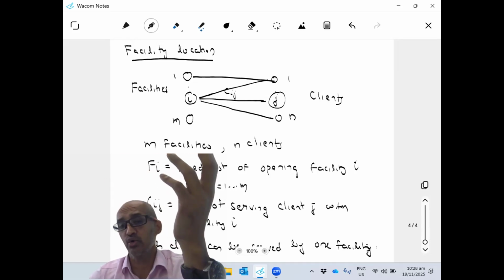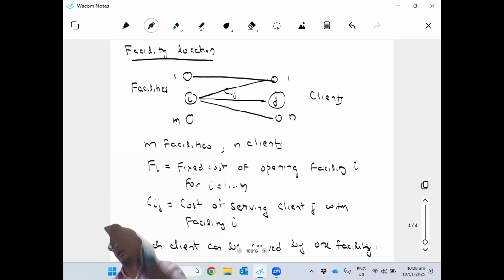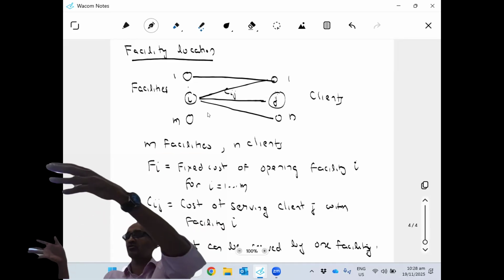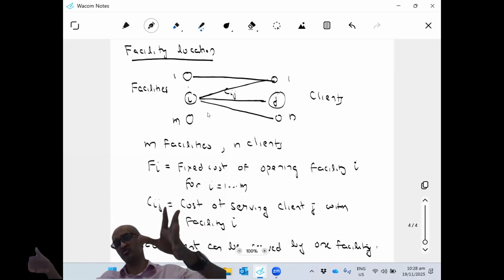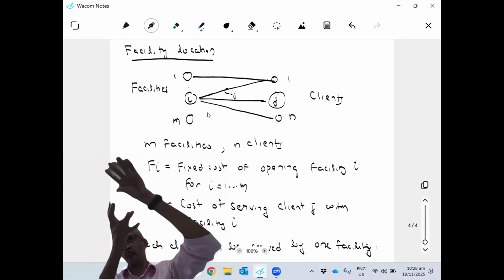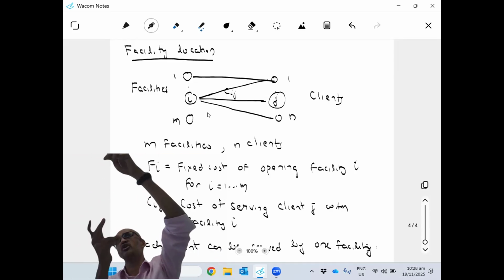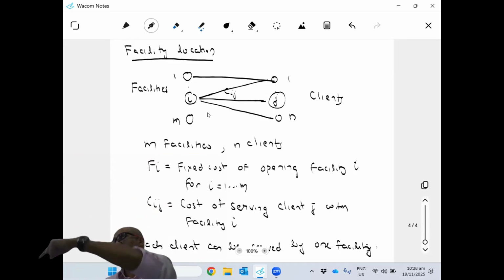And then I have to figure out an assignment problem. I have to figure out which facility will serve which client. There are two problems, two steps here. First, you have to decide which ones to open. Once you decide which facilities to open, you have to then figure out, if you open 5 facilities, which among these 5 will serve each of the clients.